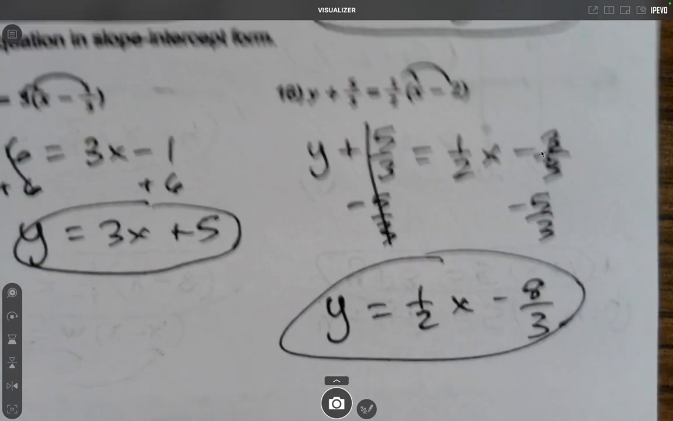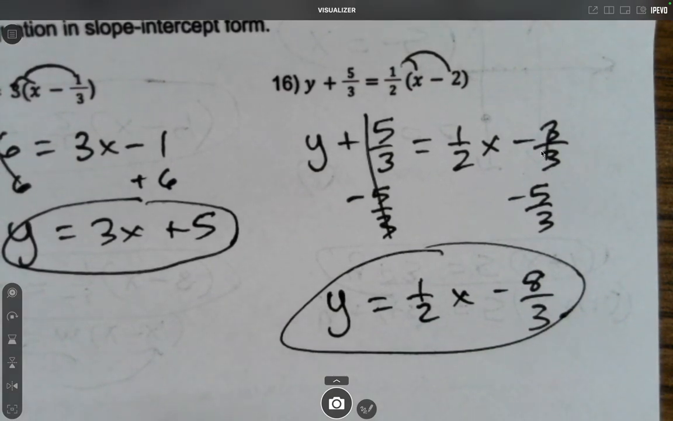Whew, I know it's a lot, a big lesson, but we're trying to make sure we know all three of the forms and how we can convert from one of those forms to another.